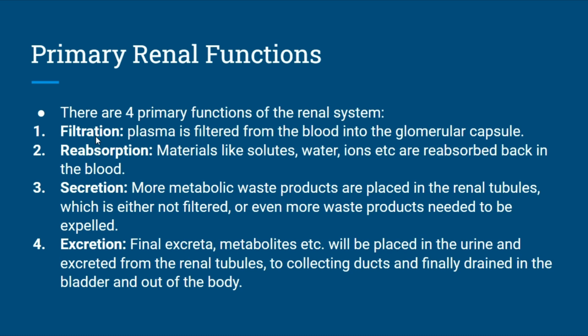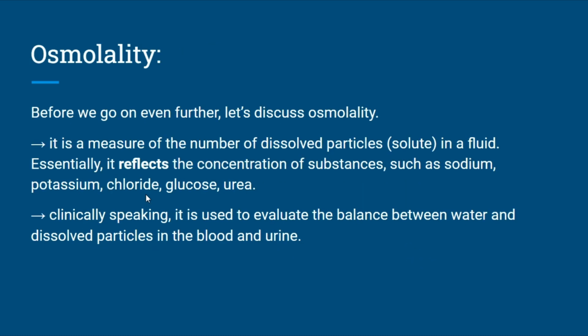Then there is secretion. Not everything is filtered out. Sometimes even more waste products need to be placed into the filtrate. So more metabolic waste products are placed into the renal tubules so they can be expelled. And the final primary renal function is excretion. The final excreta, which includes metabolites, toxins, whatever in the body needs to be expelled, is placed into the urine and excreted from the renal tubules into the collecting ducts, and finally it is drained out into the bladder and out of the body.